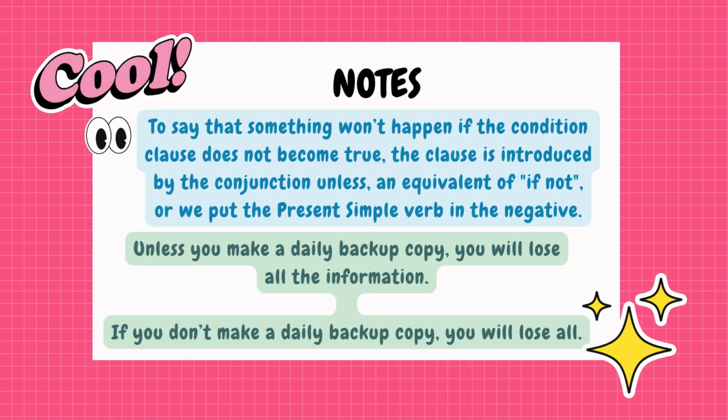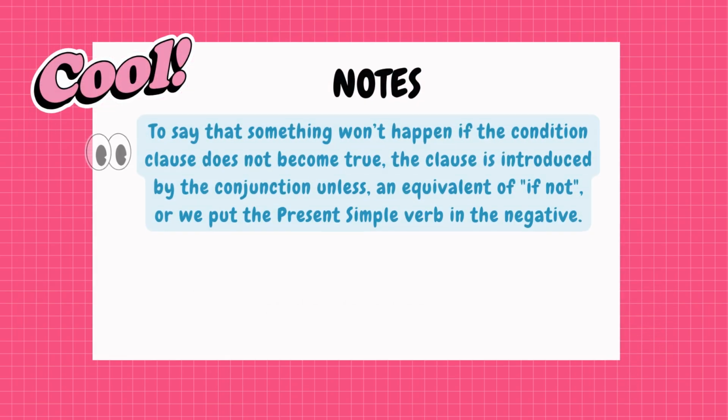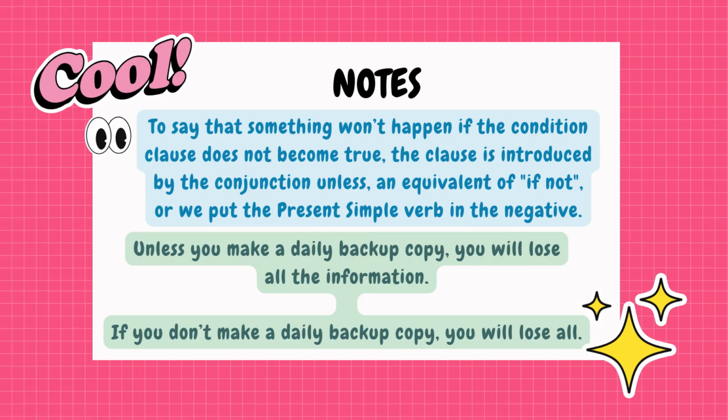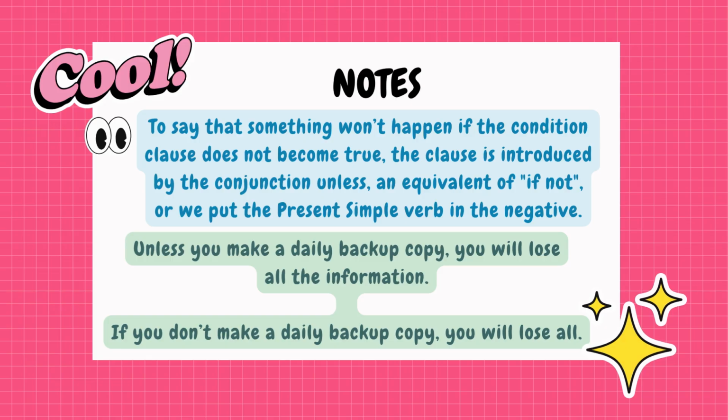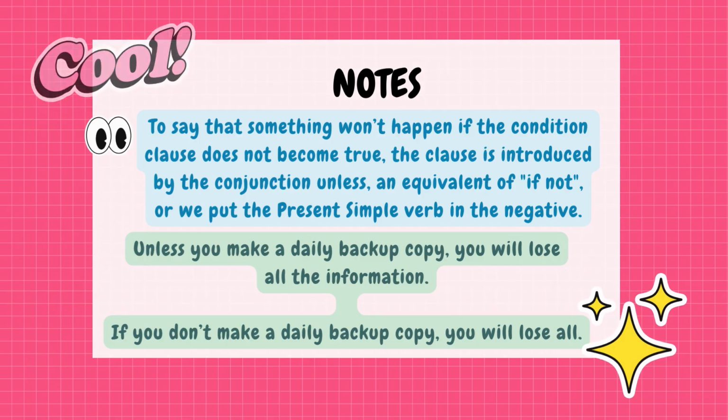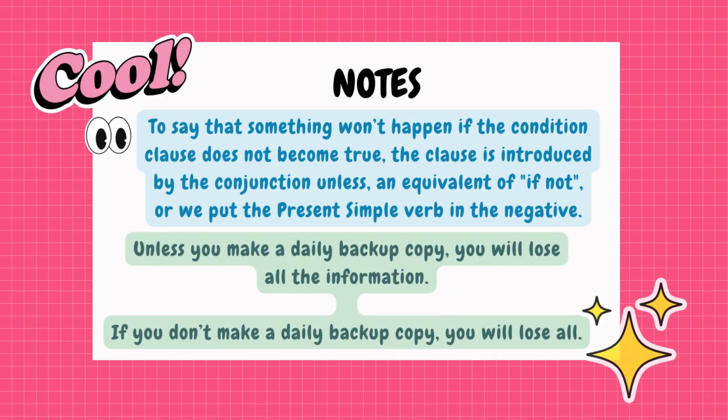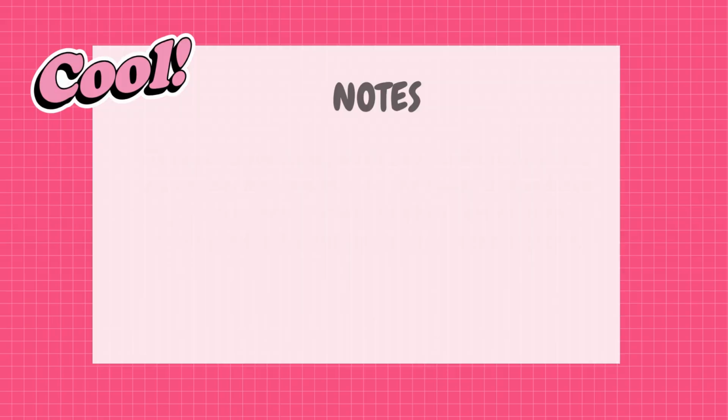Notes. To say that something won't happen if the condition clause does not become true, the clause is introduced by the conjunction unless, an equivalent of if not, or we put the present simple verb in the negative. Unless you make a daily backup copy, you will lose all the information. If you don't make a daily backup copy, you will lose all.